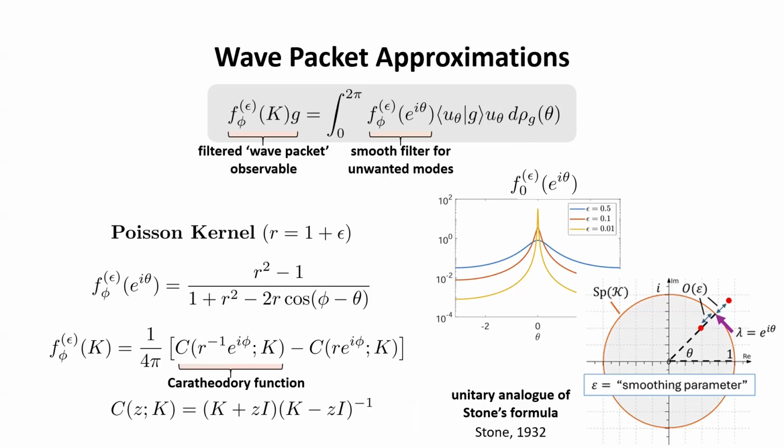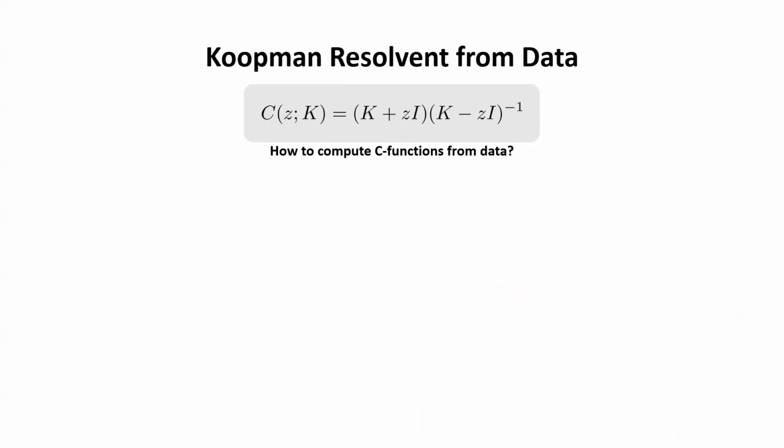If you evaluate this Carathéodory function just outside the unit circle and just inside the unit circle, and you look at the jump as you pinch down, as you take epsilon to 0, this operator-valued function is dominated by the eigenmodes near that angular frequency. So this is what we would call a unitary analog of Stone's formula, which uses a similar idea on the real line for self-adjoint operators. Okay, so I'll talk about convergence as we pinch down in just a minute, as we take that limit epsilon goes to 0. But first, we have to figure out how to compute these Carathéodory functions from data.